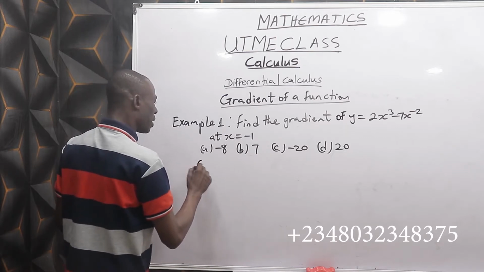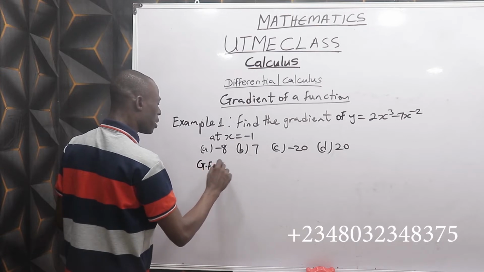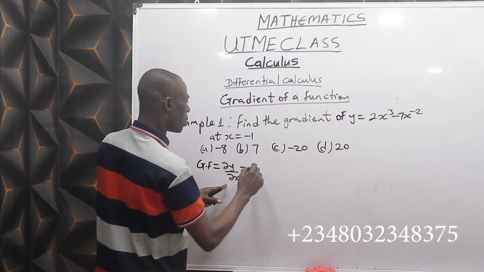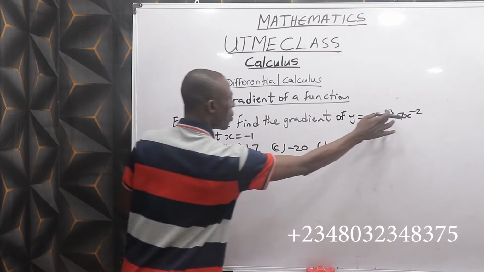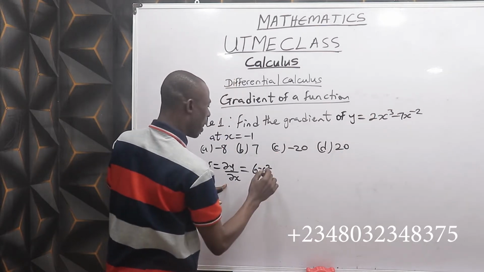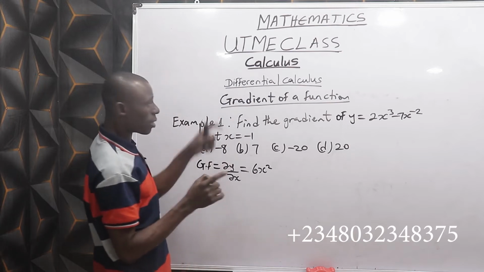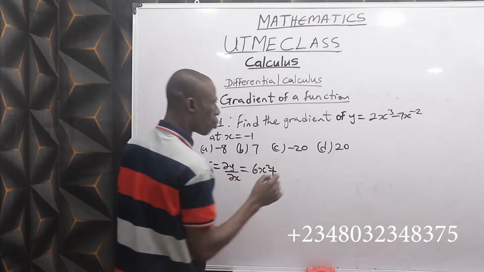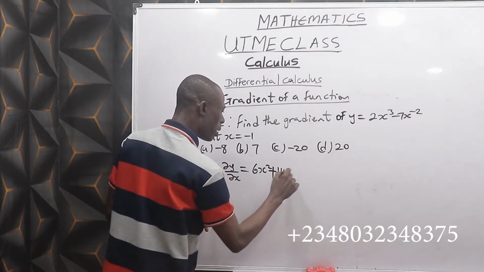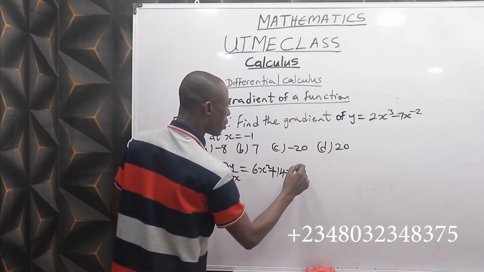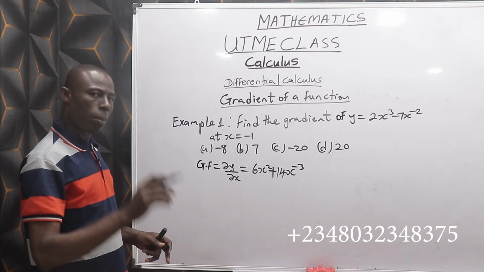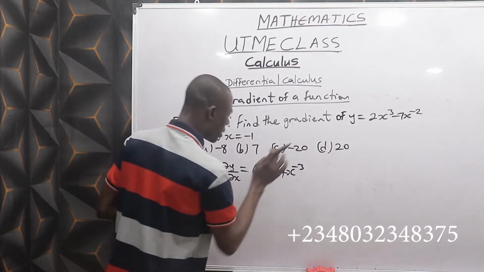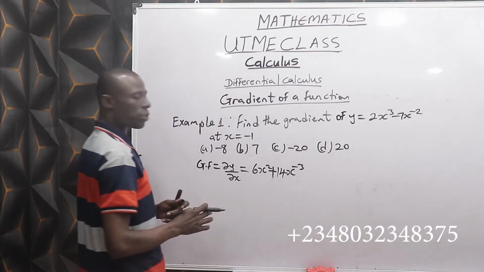We are to find the gradient function first. The gradient function is dy/dx, the change in y with respect to x, and that is 6x squared: 3 times 2 is 6, then x raised to the power 3 minus 1, just as illustrated at the beginning, minus 7 times minus 2, that is plus 14, x raised to the power minus 3. Minus 2 minus 1: we subtract 1 from the power negative 2, which gives negative 3. This is the gradient function.